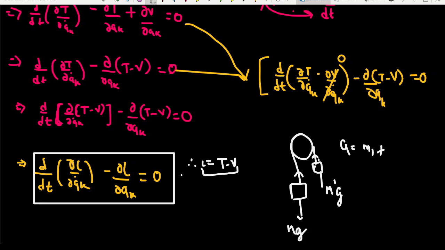But what happens if I don't want any type of constraint relationship? Then, knowing only the potential and the kinetic energy, using this particular Lagrange equation, you can derive this. So in the next video, we're going to discuss this application.